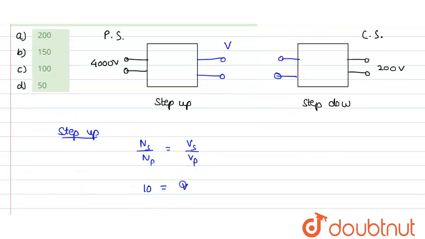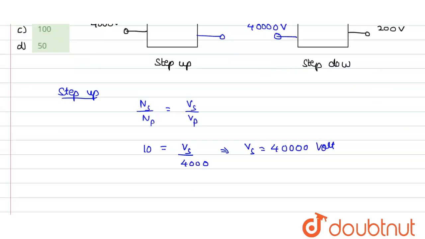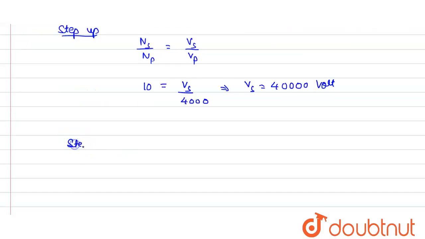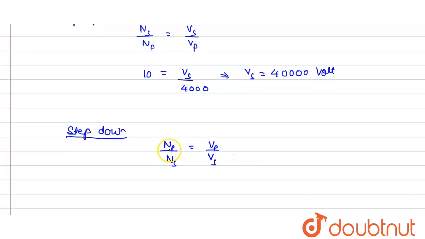So we say that 10 would be equal to Vs divided by Vp, which is 4000. So we can say that our Vs would be equal to 40,000 volts. That means now we are supplying 40,000 volt to the step-down. Now this part would be the primary and this would be our secondary. So for the step-down, Np divided by Ns would be equal to Vp by Vs, because the turns ratio is directly proportional to the voltage ratio. So we need to find the value of Np by Ns. We don't know this value.